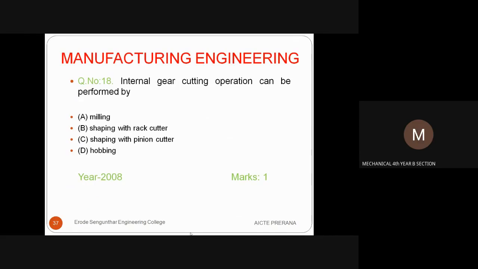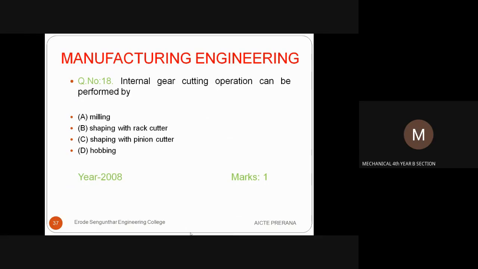Internal gear cutting operation can be performed by. We have to be very careful while reading this question, whether it is given as internal or external gear. There is a lot of difference between internal and external gear. Internal gear means we will have a gear profile on the inner diameter of the blank, and if it is an external gear, we will have it on the external diameter. This you have studied during second year in the MT2 subject.